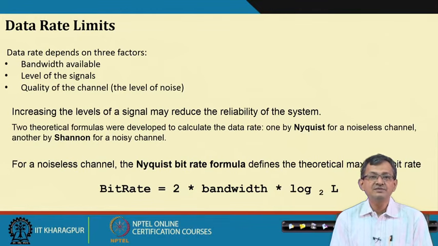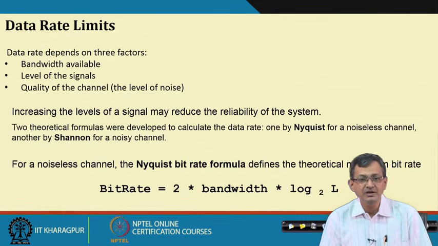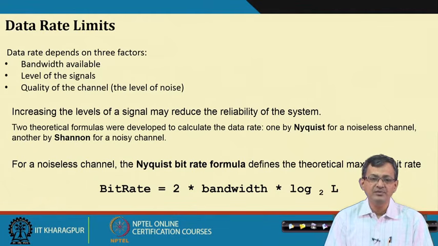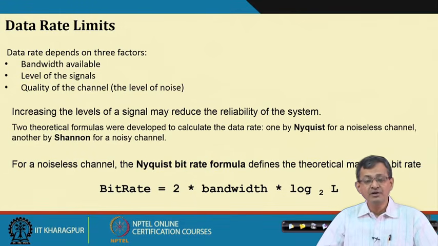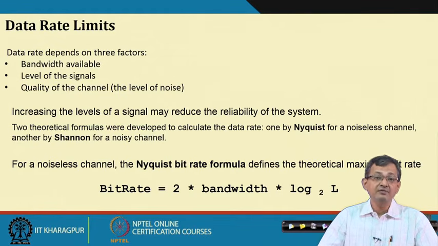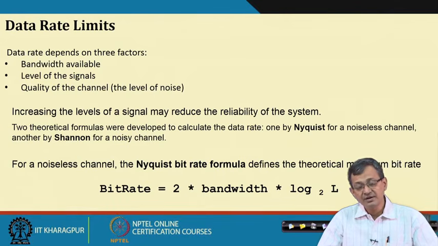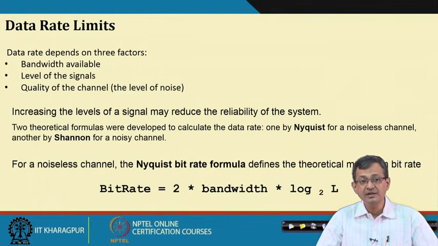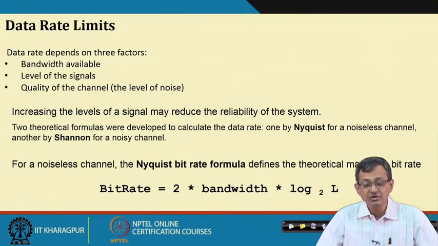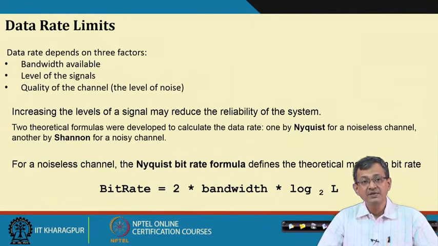Data rate limits. Data rate depends primarily on three factors. One is the bandwidth available, how much bandwidth you have. Then the levels of signals, whether it is 2 level or 4 level. And the quality of the channel, the level of noise. For example, a fiber cable will have a different quality than a wired cable. So, the quality of the channel or the level of noise plays an important role.